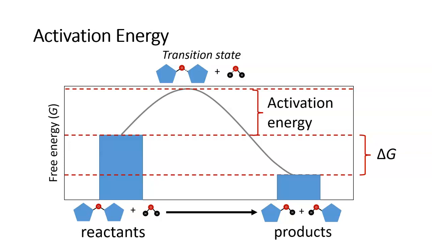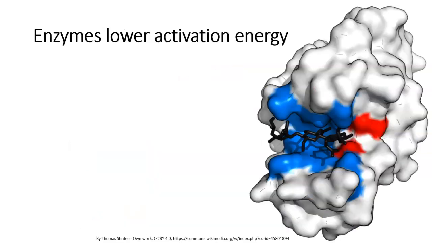This is where enzymes come in. Enzymes speed up reactions by lowering activation energy. Enzymes are usually proteins that are biological catalysts. They speed up the rate of reaction without being used up or permanently changed. They do not change the overall delta G, or amount of energy of a reaction, just the activation energy.